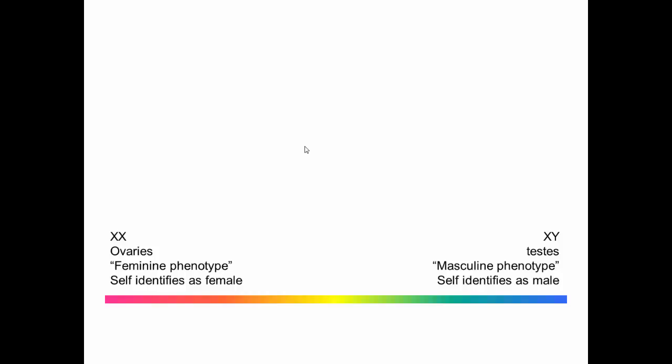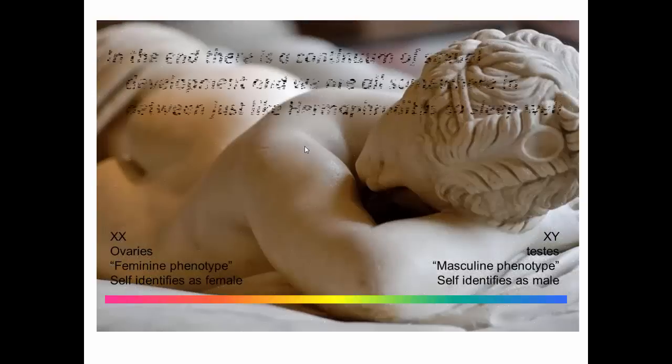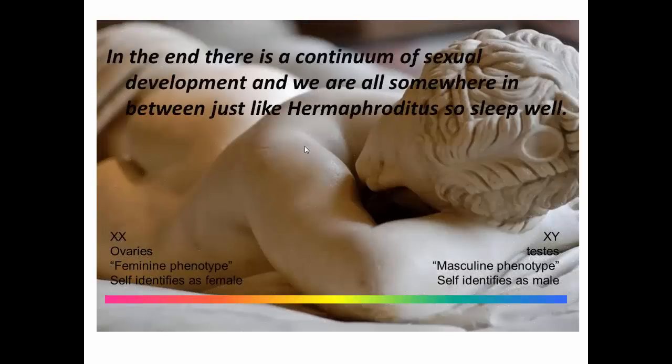There's going to be people who have XX ovaries, feminine phenotype, but identify as male. And there's going to be people who have some feminine phenotypic characteristics and have some masculine phenotypic characteristics. But the truth is, we're all somewhere in that range. And so, when I see this picture of Hermaphroditus sleeping, I think, we're all on that continuum of sexual development. We're all in there somewhere, so we're all kind of like Hermaphroditus. So Hermaphroditus, sleep well. You're just like us.